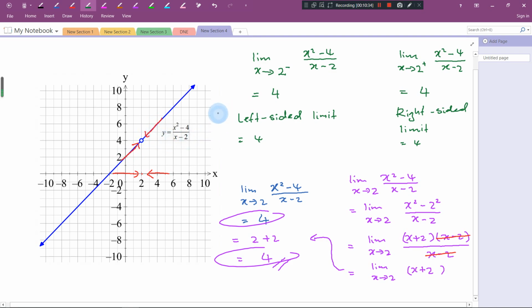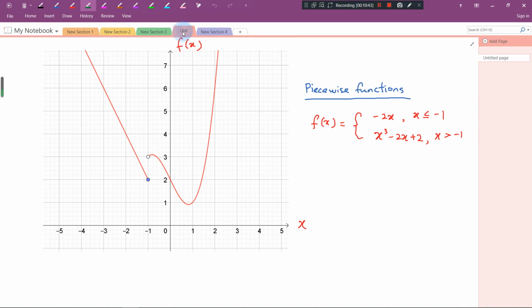Okay. Now, how about sometimes the left-sided limit and right-sided limit are different? Let me show you an example here. Now, this is a piecewise function. The function is defined piece by piece. So I have two pieces here. When x is less than or equal to -1, we use this one. When x is greater than -1, we use this one. So that's why you have two pieces of graph here. So how about if I ask you to find the limit of this function f of x as x approaches -1?